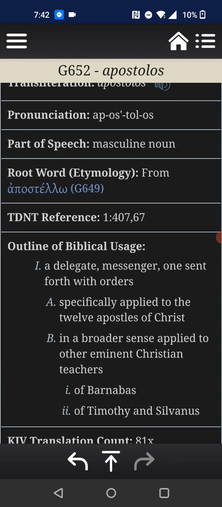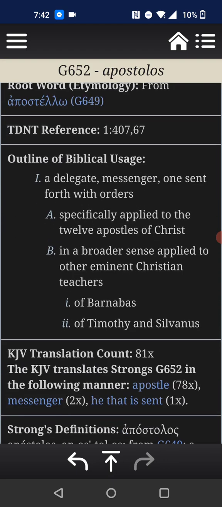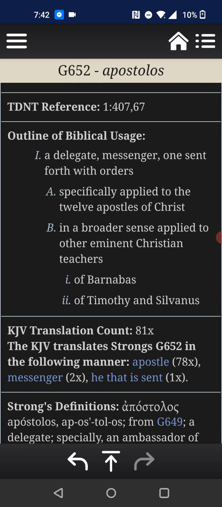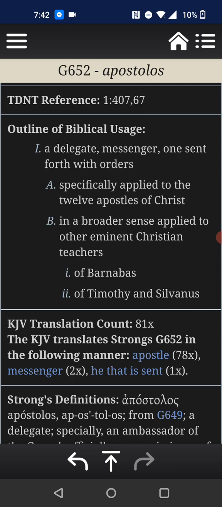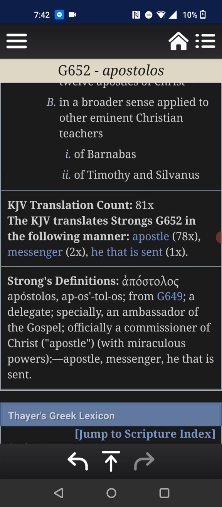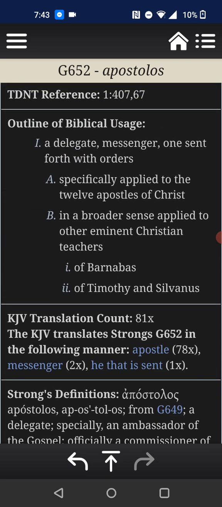So apostolos: a delegate, a messenger, one sent forth with orders, specifically applied to the 12 apostles of Yahushua HaMashiach, and in a broader sense applied to other eminent Christian teachers, like Barnabas, Timothy, Silvanus. All right, so it's applied to the original 12, but also to the other apostles that were under them, as apostle means sent out. So in a spiritual sense, we're all apostles. Okay, we are all apostles.